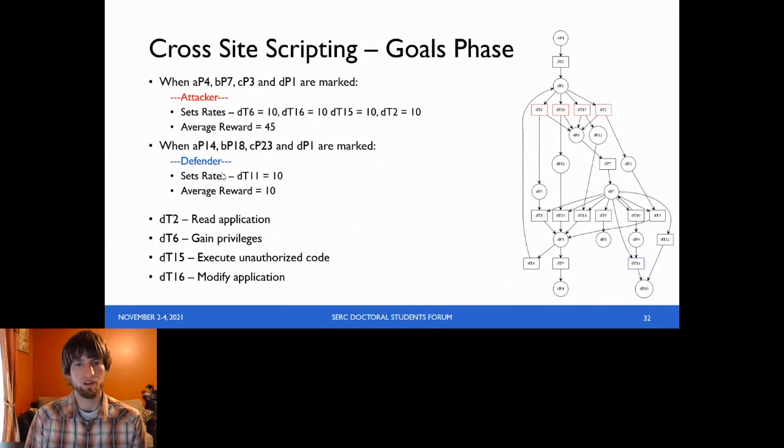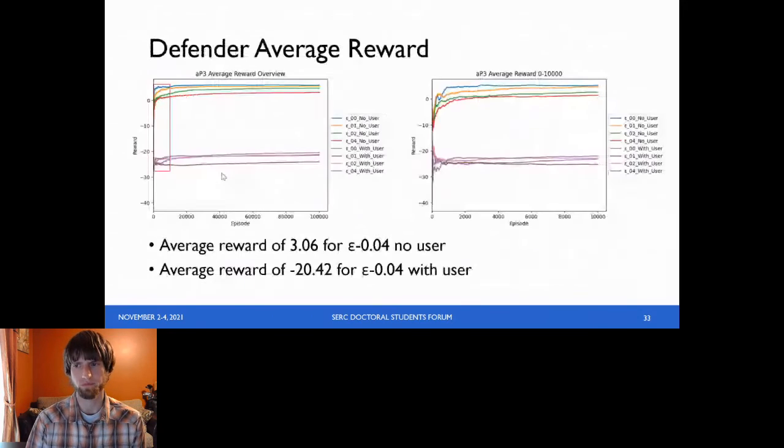For the defender, an optimal strategy, if AP14, BP18, CP23, and DP1 are marked, is to simply set the DT11 rate to 10. This yields an average reward of 10 for the defender.